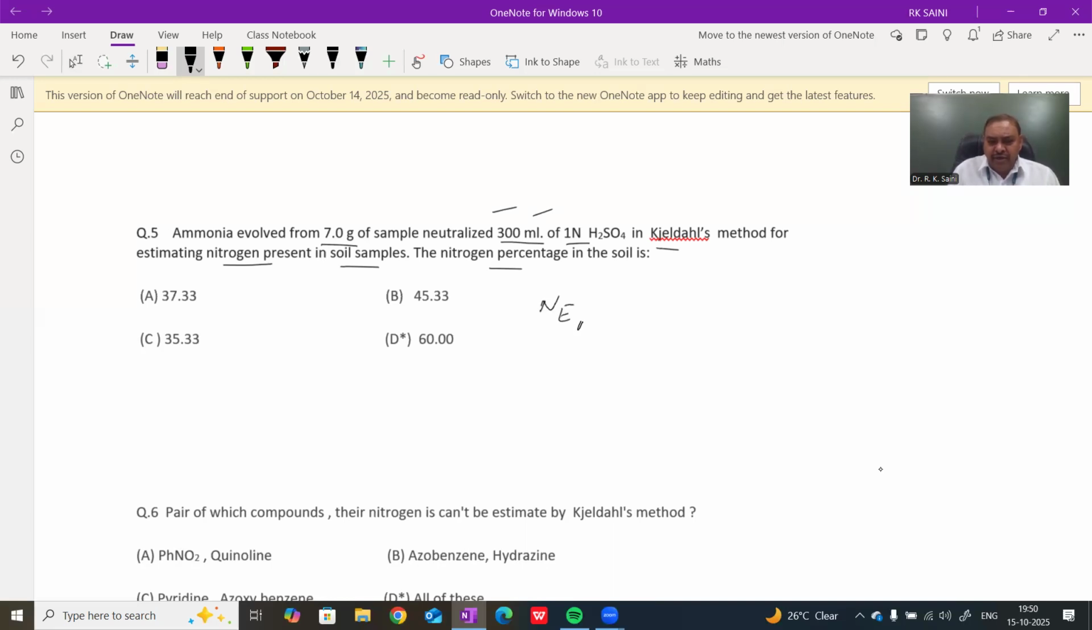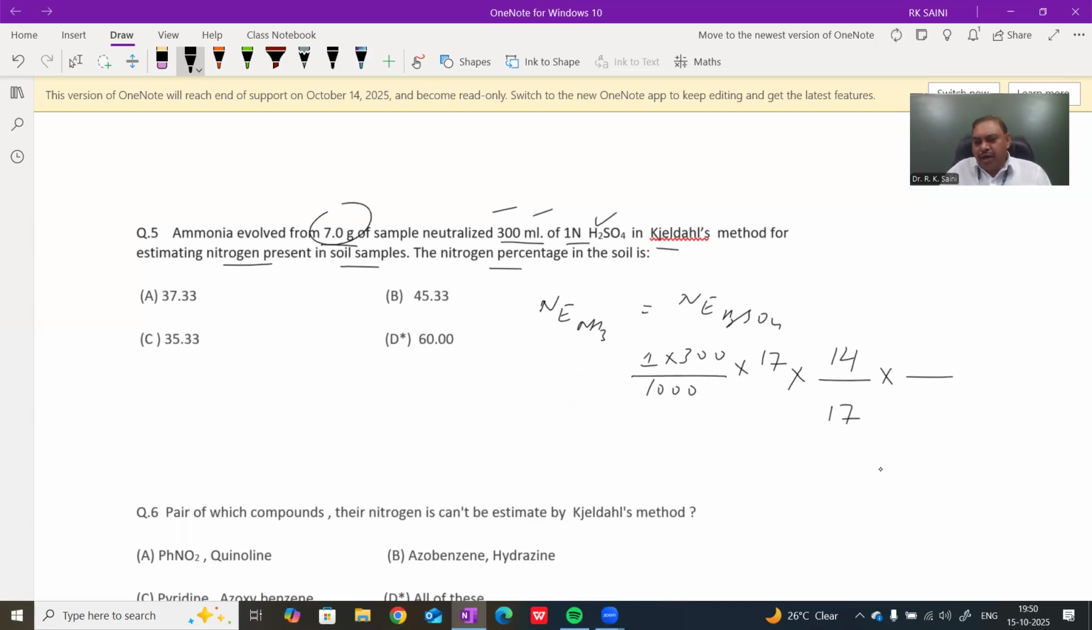According to the law of equivalence, gram equivalent of ammonia equals gram equivalent of H2SO4. We know that gram equivalent equals weight of ammonia upon its equivalent weight, which equals N into V. For 1 N solution of H2SO4, the volume is 300 ml by 1000. Therefore, the weight of ammonia is 1 into 300 into 17 upon this, from the organic compound. We know that 17 gram ammonia contains 14 gram of nitrogen. Therefore, the total amount of nitrogen in this sample comes from 7 gram of the compound.